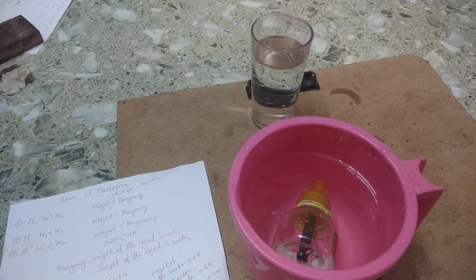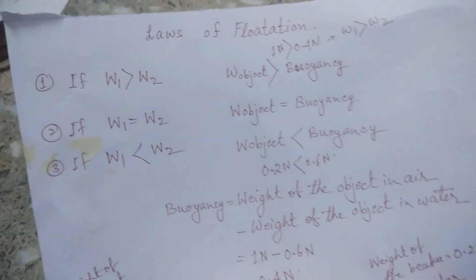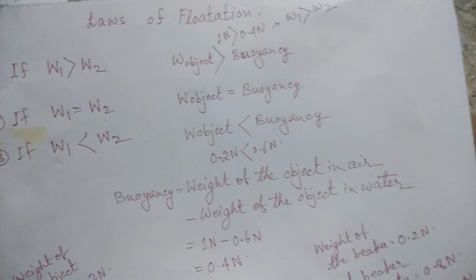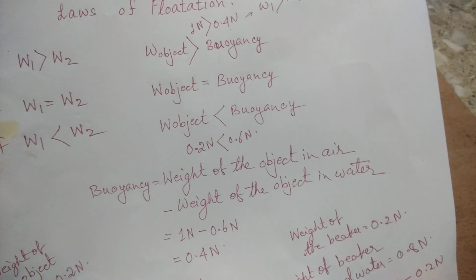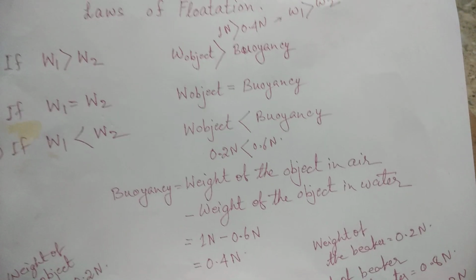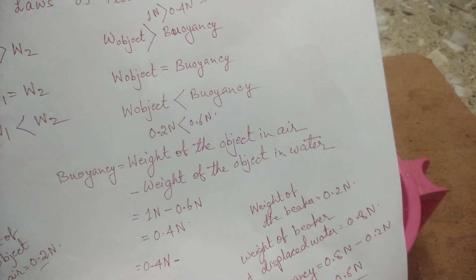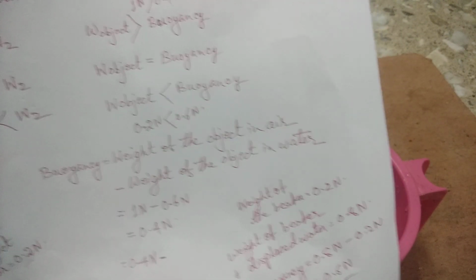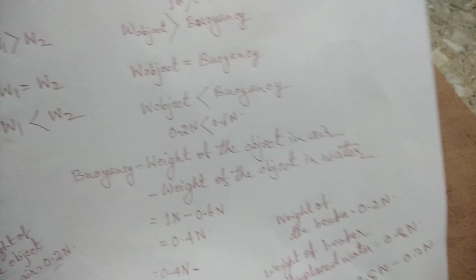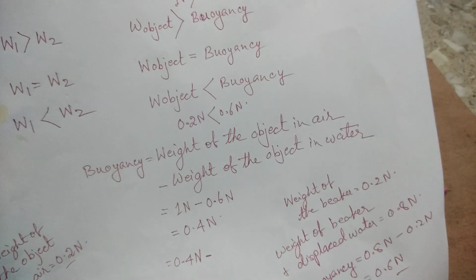Here we have explained the Archimedes principle, also the laws of flotation. There are three cases. If W1 is greater than W2, the object will sink. If W1 equal to W2, the object will float in equilibrium. If W1 is less than W2, if the weight of the object is less than the force of buoyancy, then it will obviously float. Right?